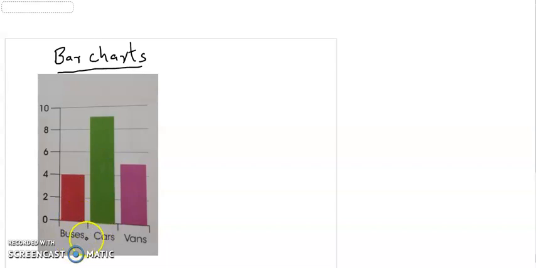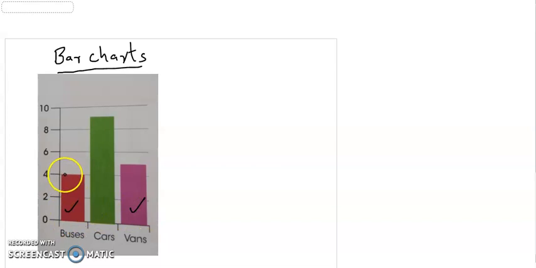You can see this is a bar chart about the number of buses, cars and vans. The height of the bar will tell us about the number. It will tell us how large a quantity is. If we look at this data, we can say the number of cars is more than the number of vans and the number of buses. And if we compare the vans and buses, the data lets us know that the number of vans is more than the number of buses.